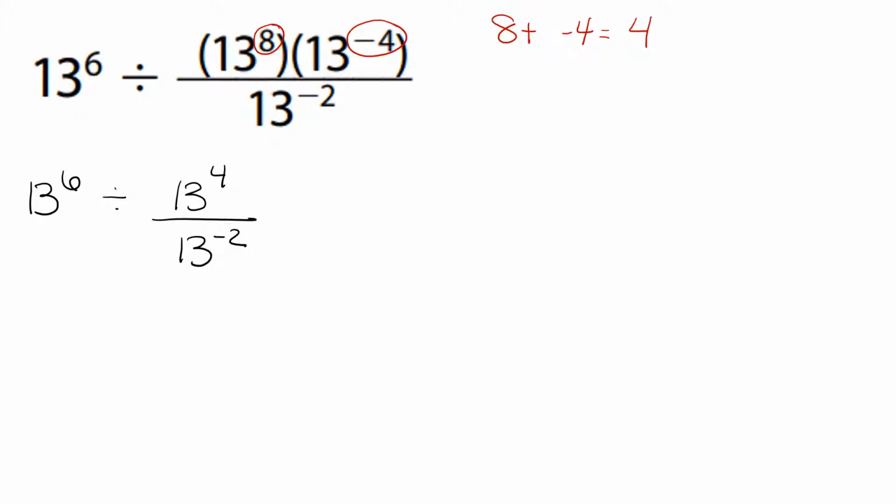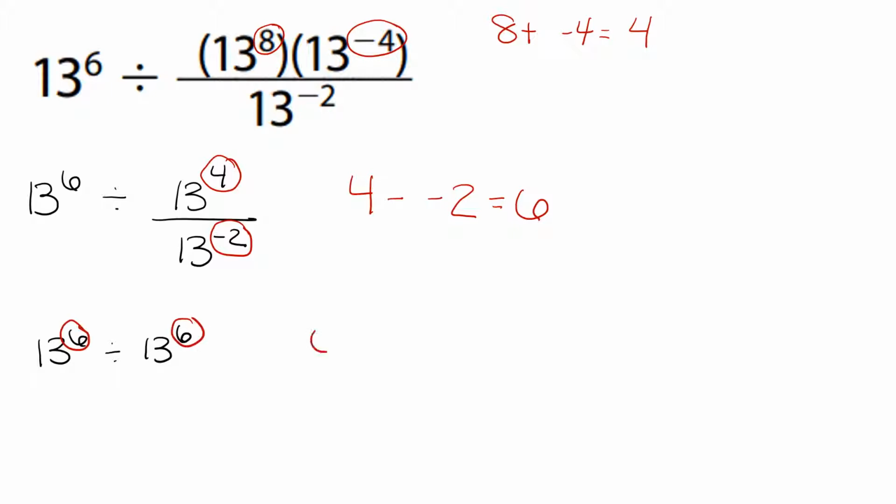Our next step, that fraction bar means to divide, so we subtract our exponents. 4 minus negative 2. 4 minus negative 2 gives us a positive 6. We end up with 13 to the 6th power divided by 13 to the 6th power. We're keeping those base numbers the same. Again, we have another dividing problem, so again we are subtracting our exponents. 6 minus 6 is 0, 13 to the 0 power. And we know that anything to the 0 power is 1. Our final answer is 1.